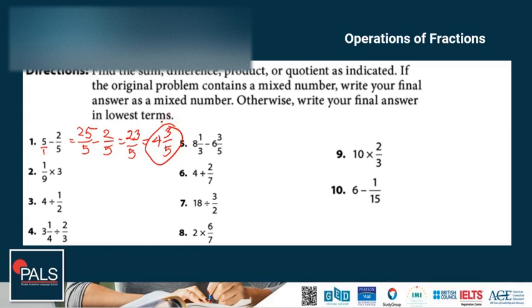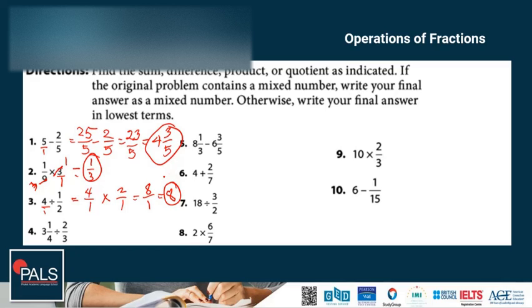Number 2. You can cross cancel 3 and 9. 3 divided by 3 is 1. 9 divided by 3 is 3. Then multiply across. 1 times 1 is 1. 3 times 1 is 3. So the answer is 1/3. Okay, number 3. Okay, 4 over 1 times the reciprocal, 2 over 1. So the answer is 8 over 1, which is equal to 8.